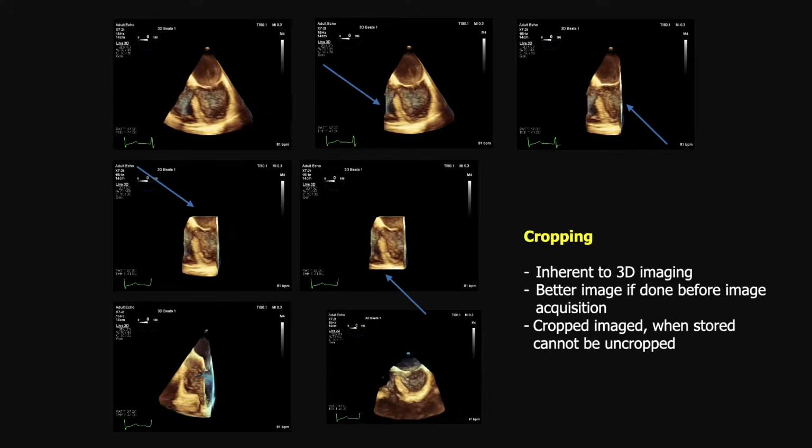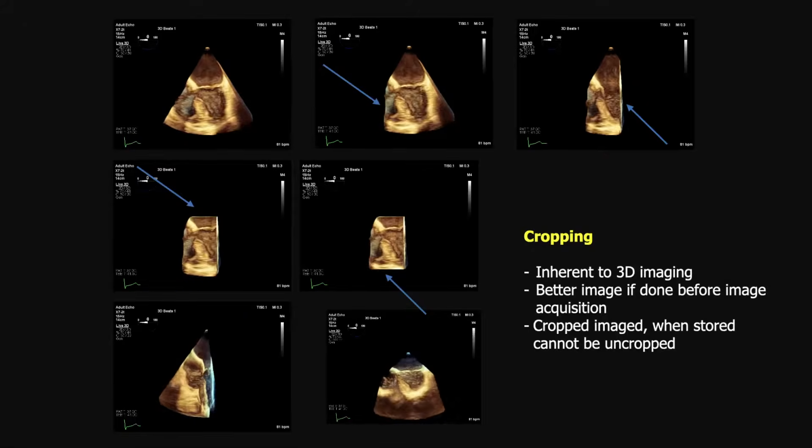And cropping is something which is inherent. Cropping is a common way of slicing. You take a 3D image and keep on slicing to a point where you really want to see something of interest to you. That is called cropping, and cropping tools are available. It's getting better and better now, and you have a lot of intelligent cropping available.